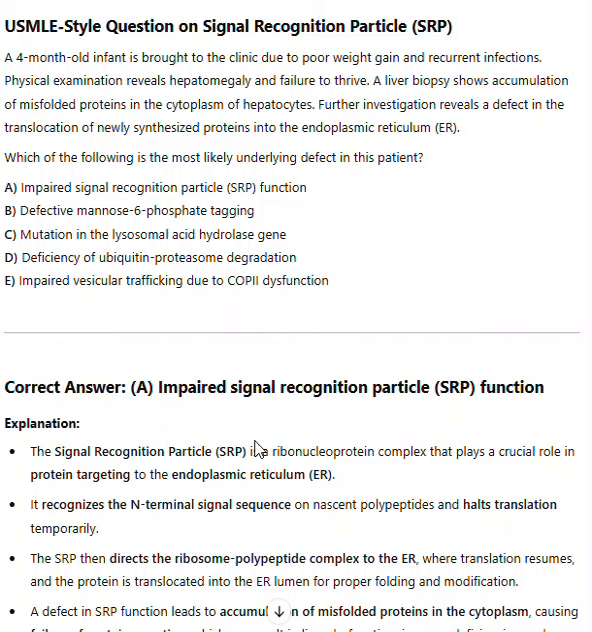Further investigation reveals a defect in the translocation of newly synthesized proteins into the endoplasmic reticulum, ER. Which of the following is the most likely underlying defect in this patient?